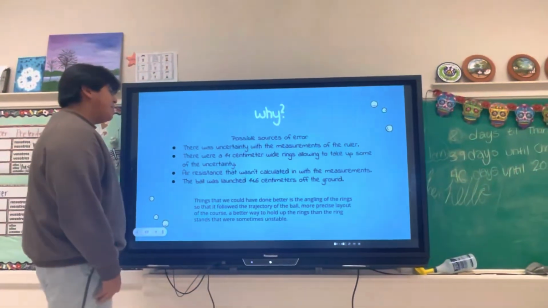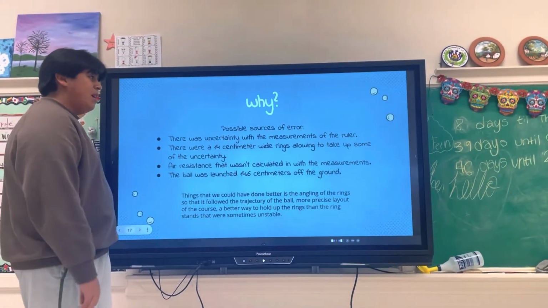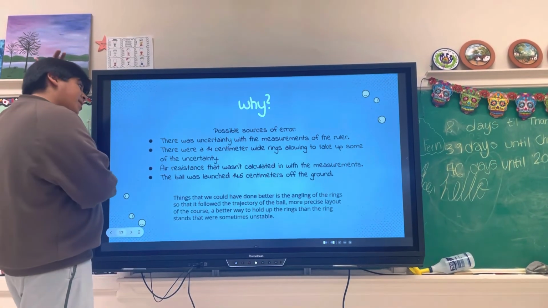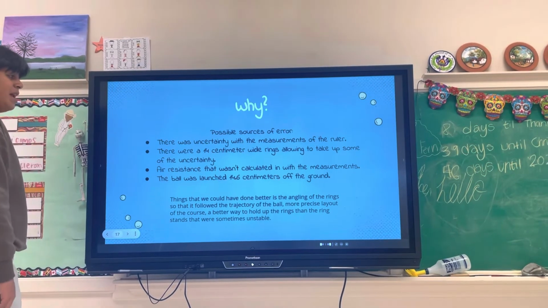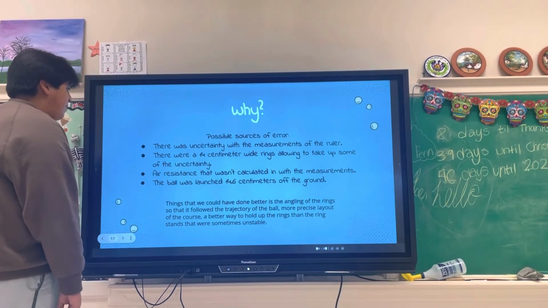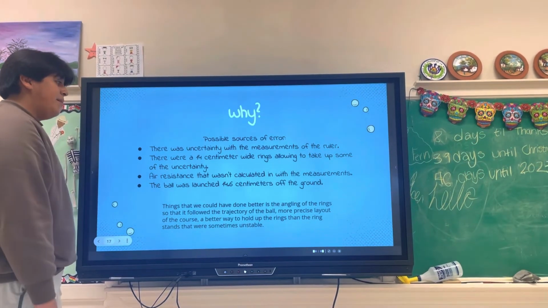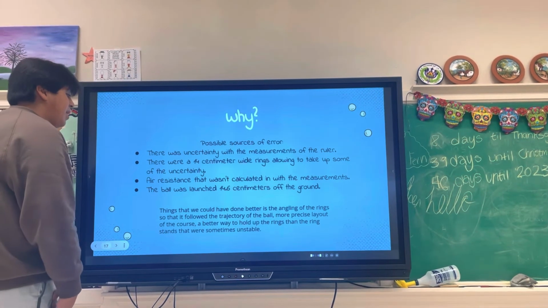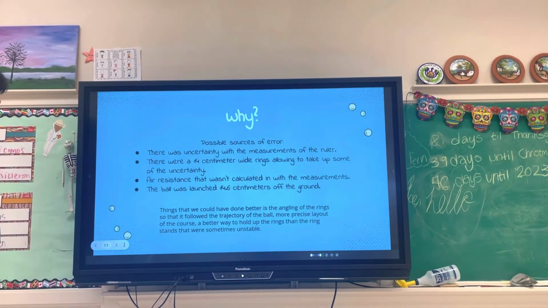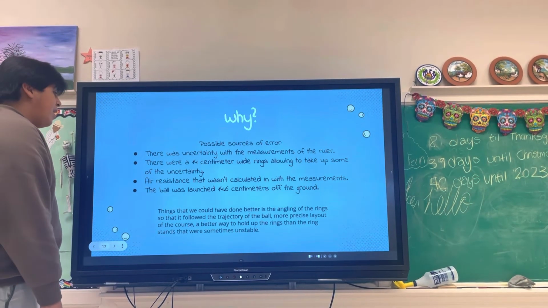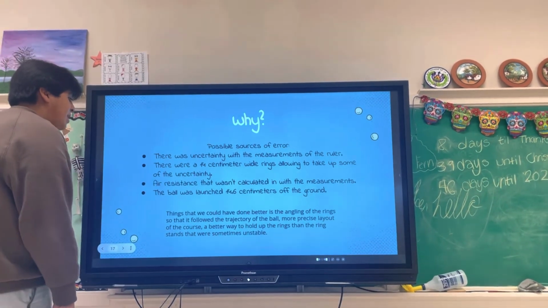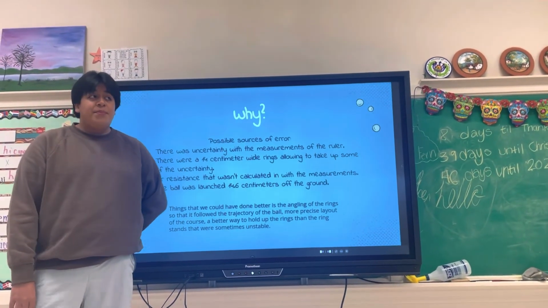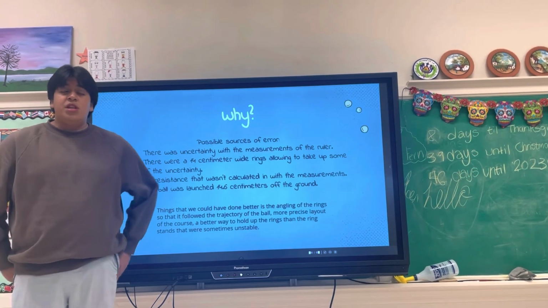Possible sources of error: uncertainty with the measurements of the ruler. It's not a lot, but it could add a little bit. There were 14 centimeter wide rings, allowing to take up some of the uncertainty. Air resistance, we didn't calculate any of that in our measurements. The ball was already 14.6 centimeters off the ground. We did subtract that off, but it might have just made some uncertainty, and then with the significant digits and everything. We could have tried angling the ring so that it followed the trajectory of the ball, created a more precise layout of the course, and a better way to hold up the rings than the ring stands that were sometimes unstable. So yeah, in conclusion, we failed.